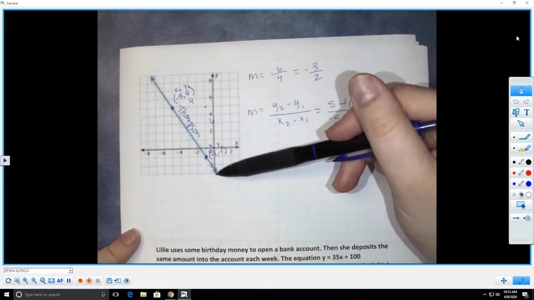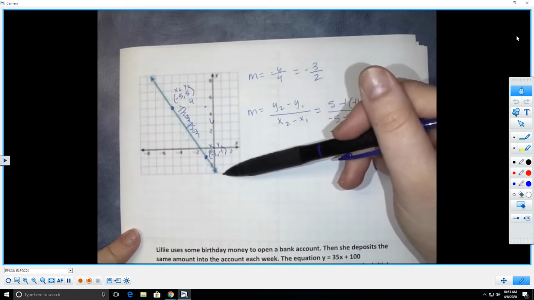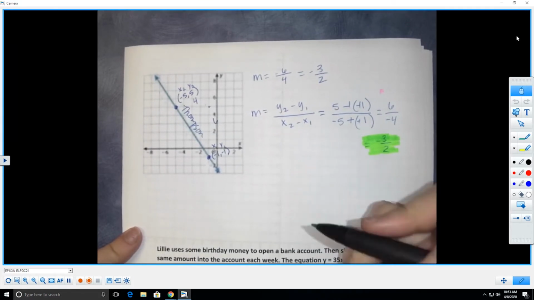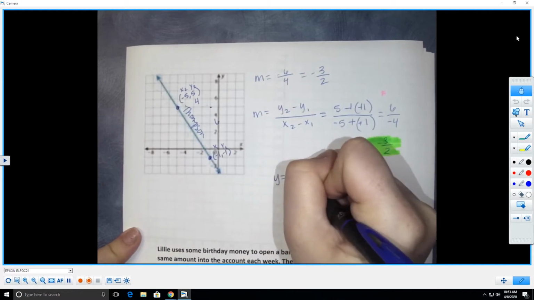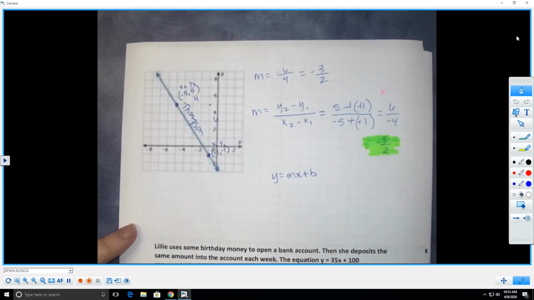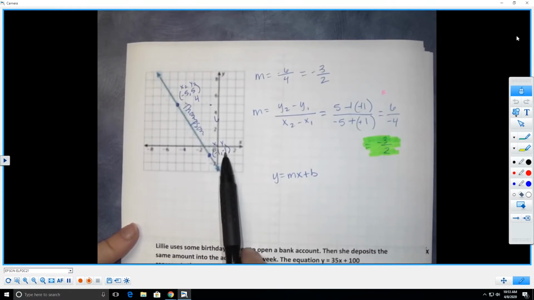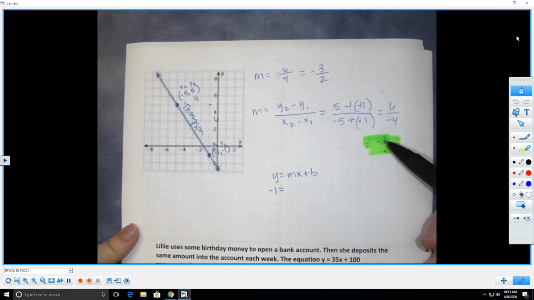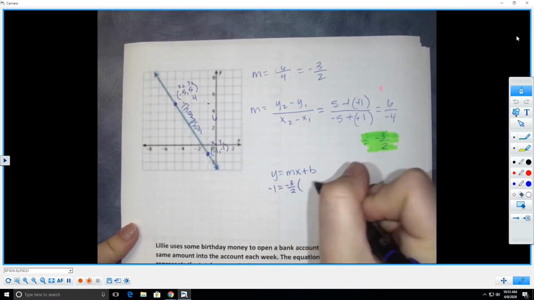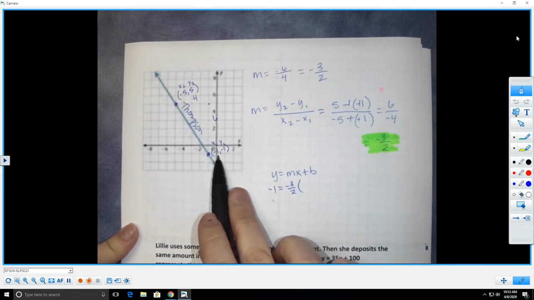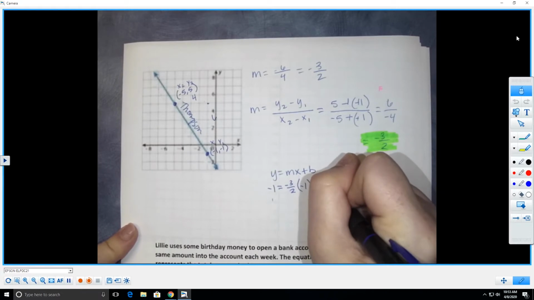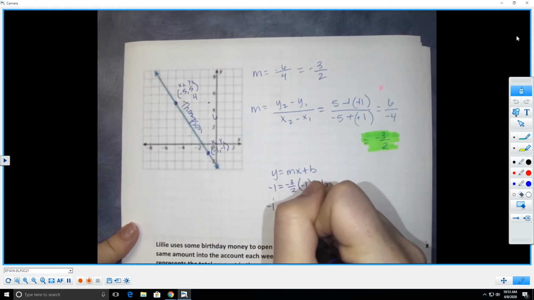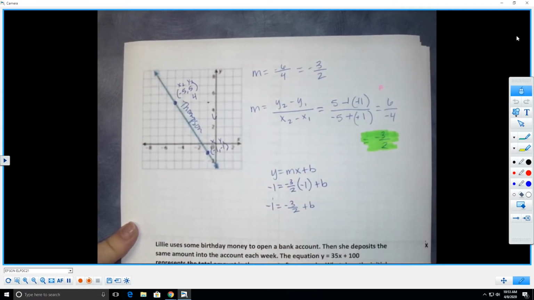With a graph, you can look, but if you notice, it's kind of hard to read. So we want to make sure we get the exact answer. So we're going to plug in what we know into slope-intercept form. So I'm just going to use 1 point. I'll use -1, -1. So my y value is -1. My slope or my rate of change is -3/2. The x value when the y value is -1 is -1. And then plus b. That simplifies to -1 equals -3/2 plus b.